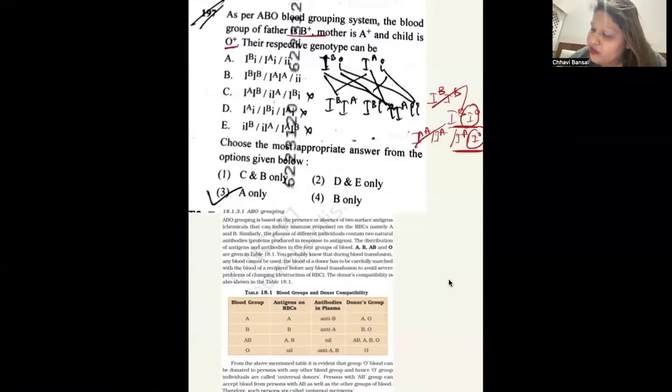Means IB i, IA i, and ii. So A is correct. This is not correct. AB is not possible here. This is also not possible. So only option A is correct. So option 3 is the correct answer to the given question.